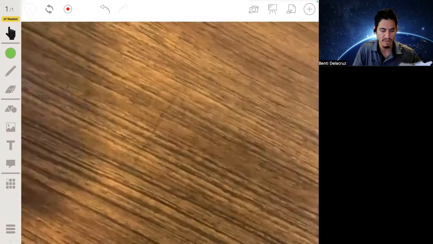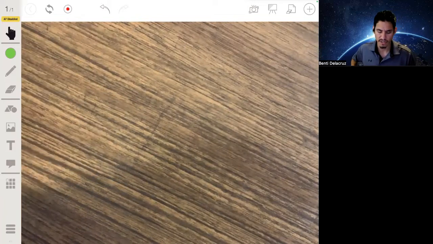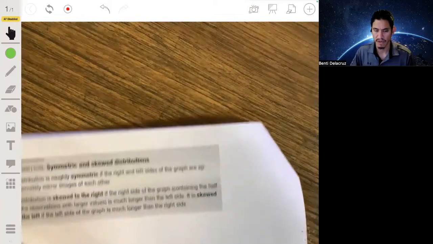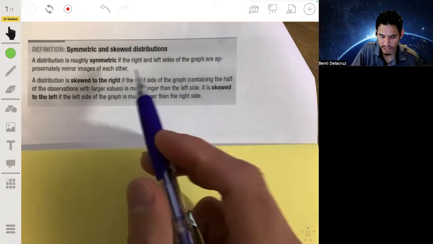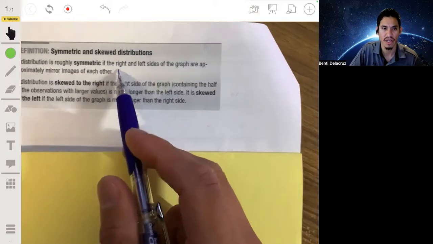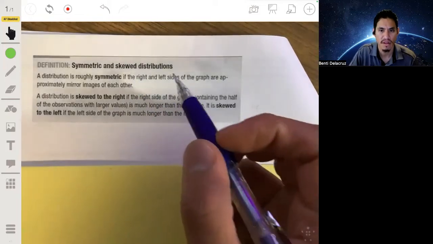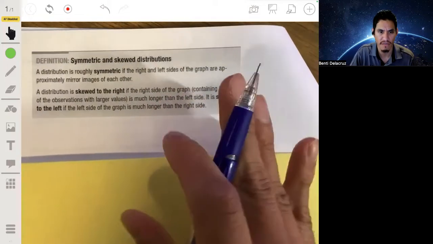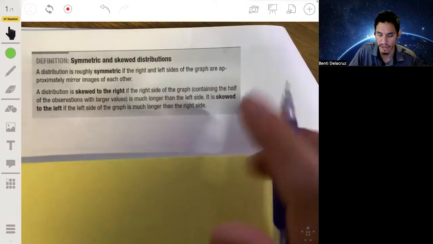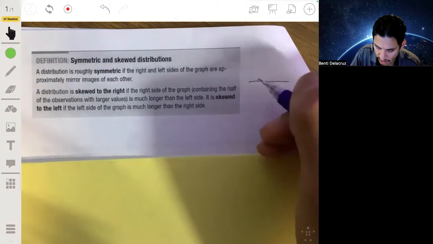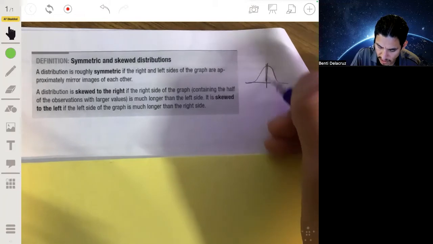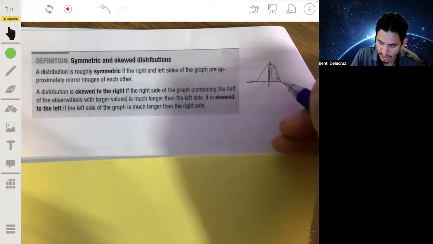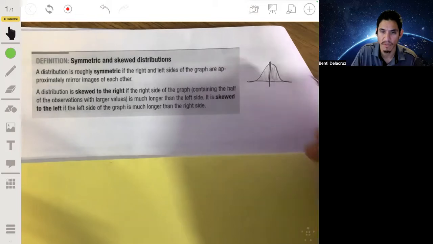Okay, so now let's talk a little bit about what it means for a distribution to be skewed in the left and right direction. Symmetric is what you would think a graph would look like, where the left and right sides of the graph are pretty much the same looking. A graph like this would be a common bell curve. That's symmetric because the portion to the right is about the same shape as the portion to the left of that line.